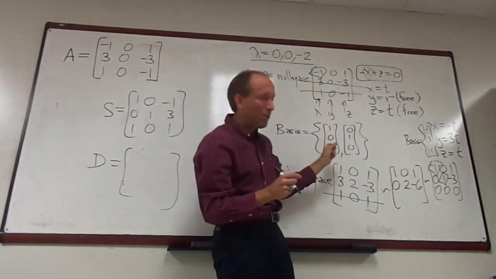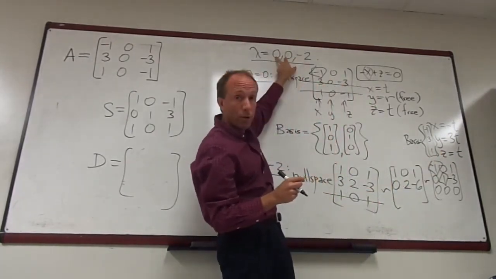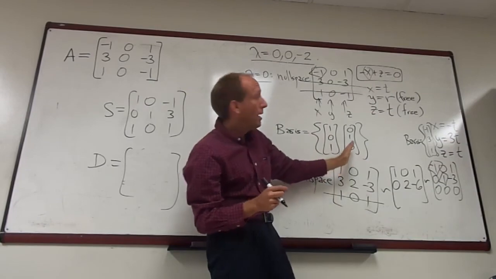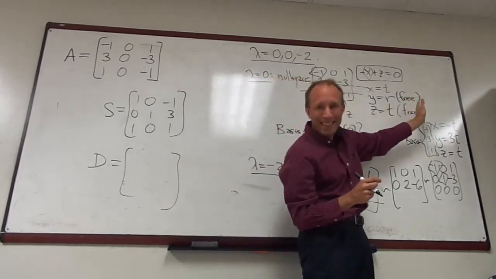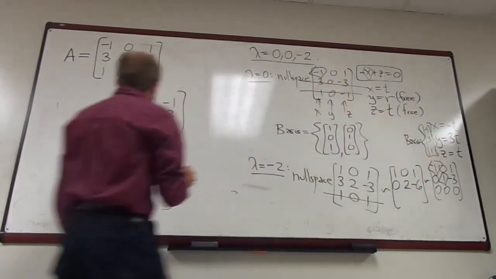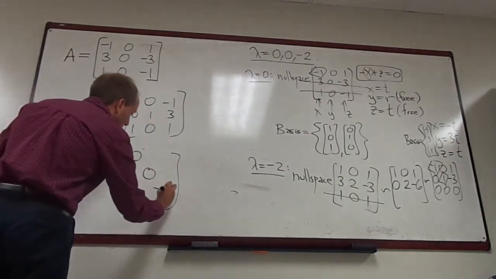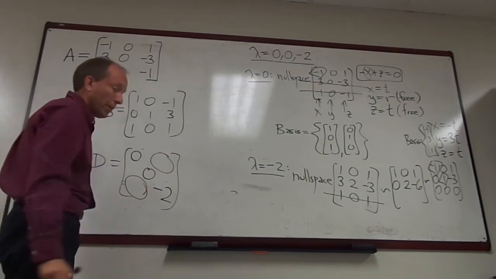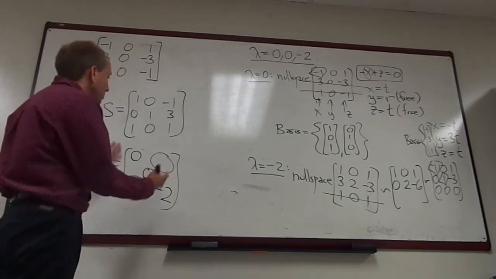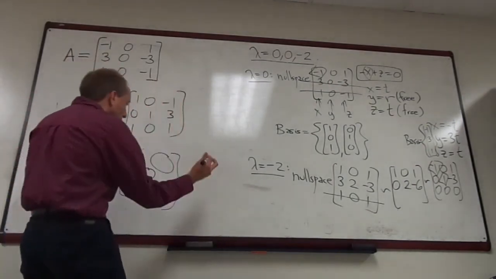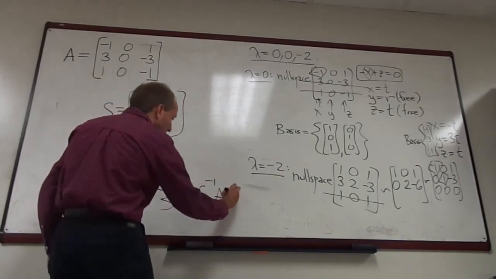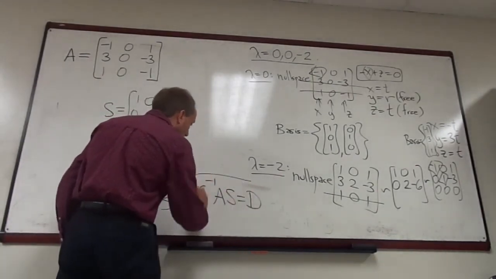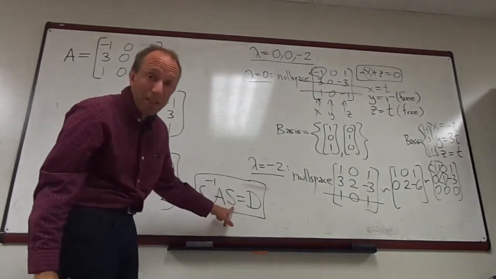So we put the eigenvectors corresponding to 0 in the first two columns, and then the eigenvector corresponding to -2 went into the last column. So the way this would look would be basically like that. Okay, I can put all these zeros in here too if I want. And remember that the key equation then is that S inverse times A times S is equal to D. Notice that S has to be invertible.